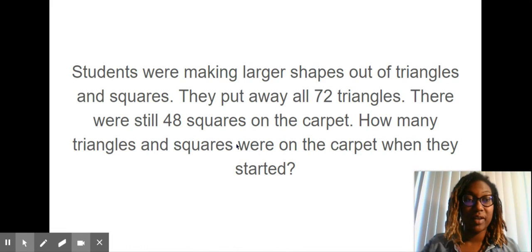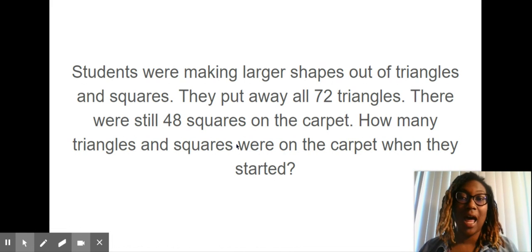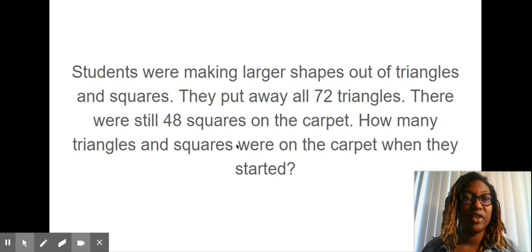So we are going to start with our Unlock the Problem. So here we go. Students were making larger shapes out of triangles and squares. They put away all 72 triangles. There were still 48 triangles on the carpet. How many triangles and squares were on the carpet when they started?